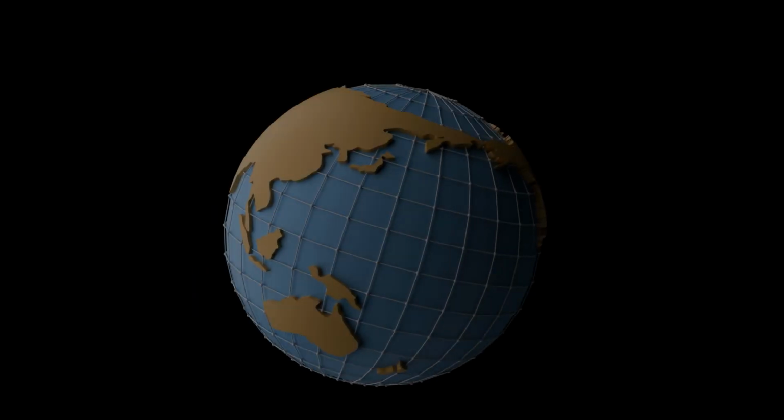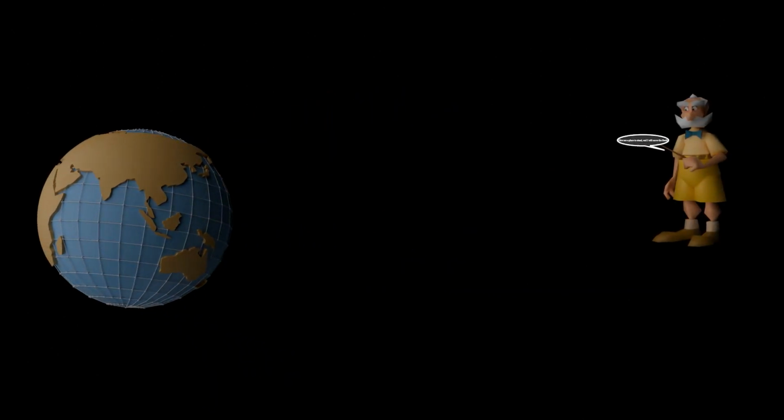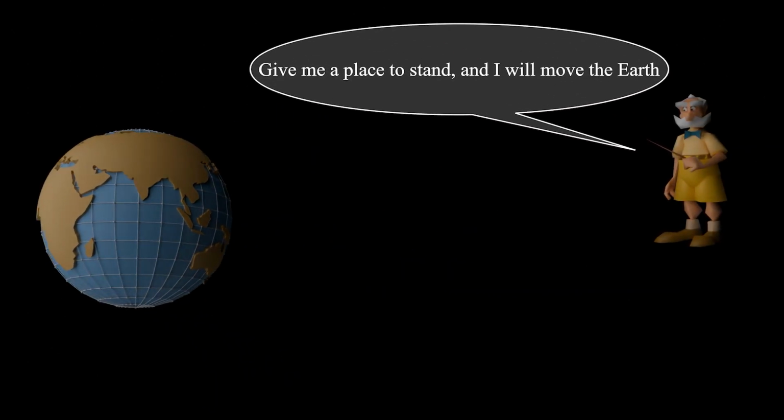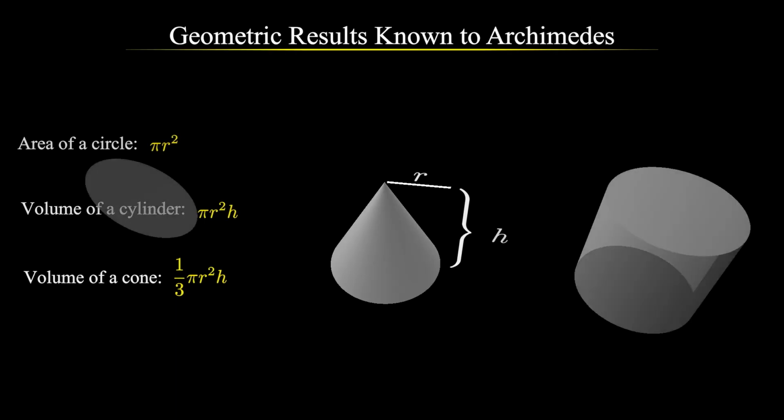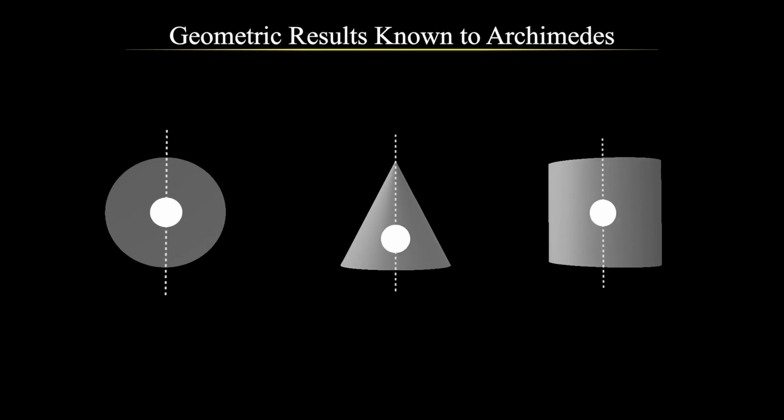In addition, Archimedes had discovered the law of the lever. That is his famous saying, "Give me a place to stand, and I will move the earth." He also calculated the centers of mass for many geometric shapes, including spheres and cones.